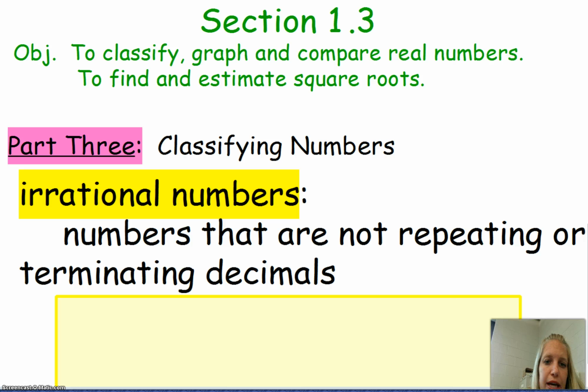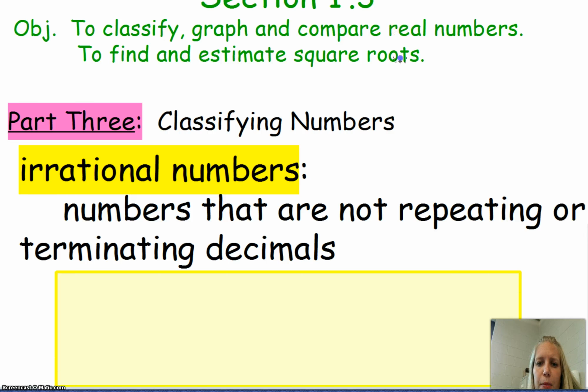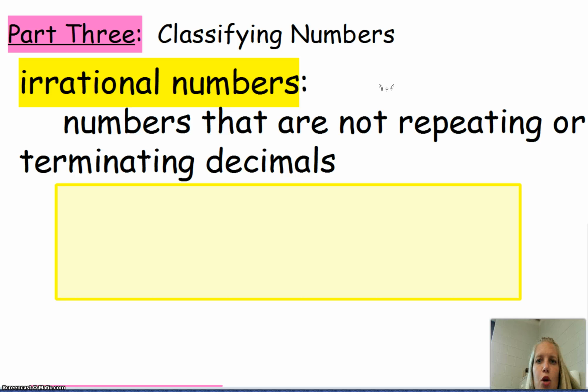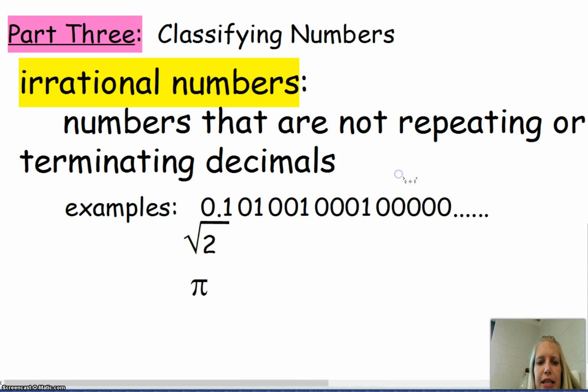Next, part 3, we're going to be classifying numbers. Now, this should kind of be a review. We're going to go over it. Irrational numbers are numbers that are not repeating or terminating, which means we can't put the bar over them, but they're going to go on forever. Numbers like that, here are some examples. The first one, you can't put a bar over, it's going on forever.